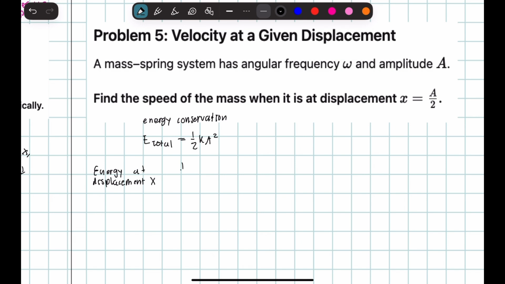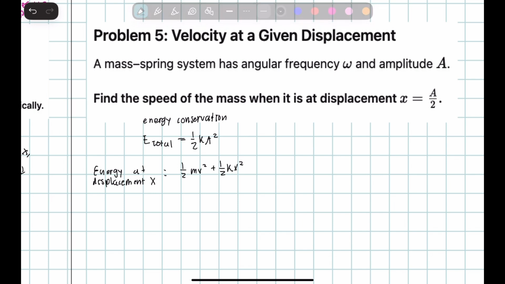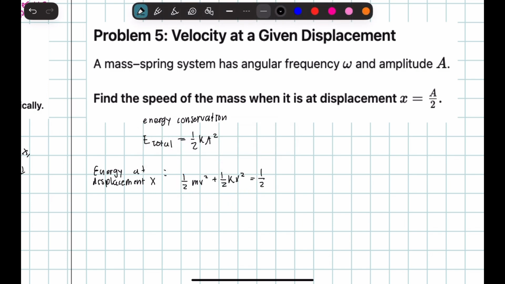x is going to be 1/2 m v squared plus 1/2 k x squared, which is equal to the total, 1/2 k A squared. So we know that the total is going to be equal to the kinetic energy plus the spring energy.